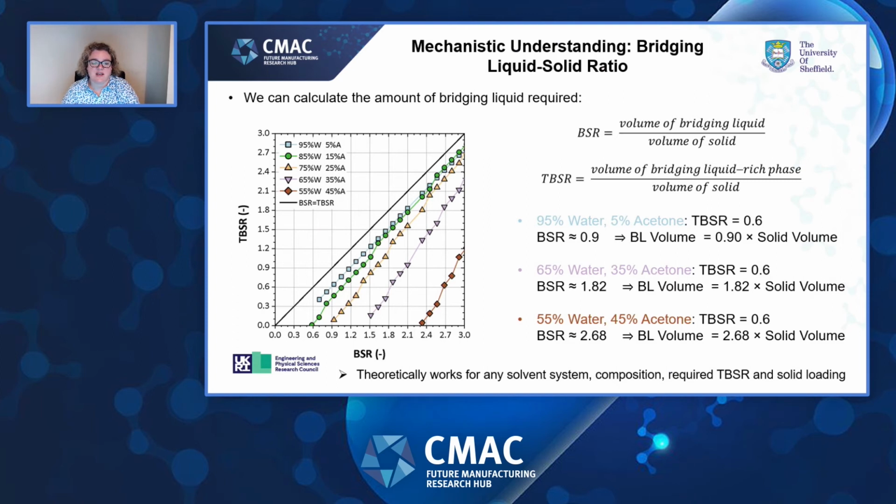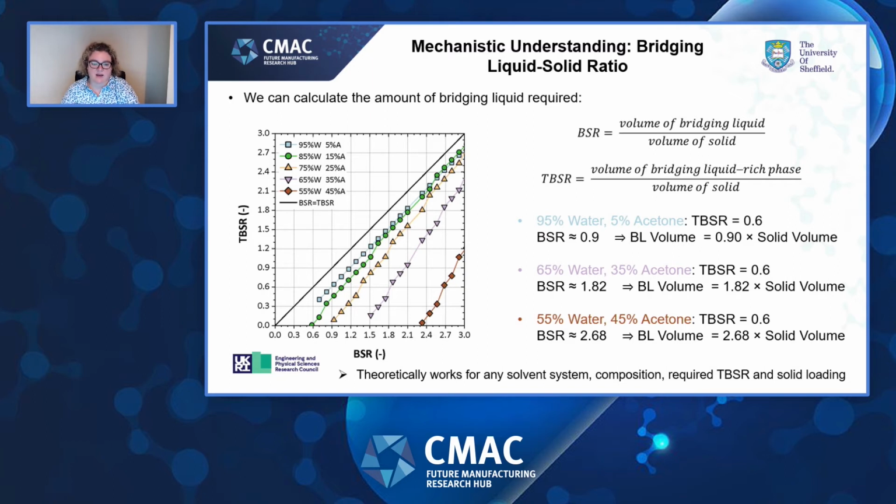So you can see here on this graph, we have the TBSR, which is what we're calling the true binder-solid ratio, where we actually calculate what is the actual amount of binder once we take into account that miscibility, versus the binder-solid ratio. And you can see for this system, actually the TBSR and the BSR are quite different.